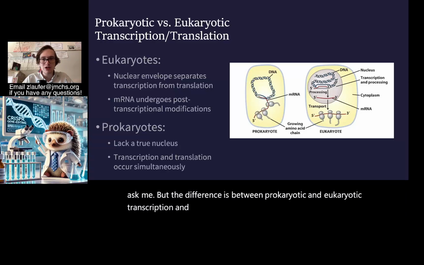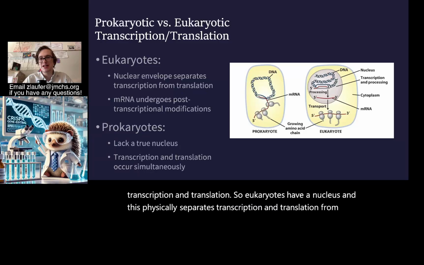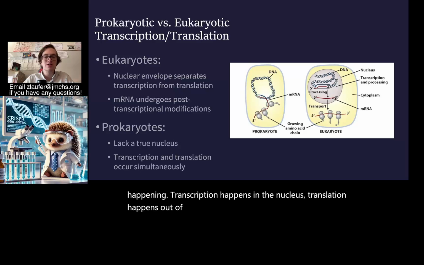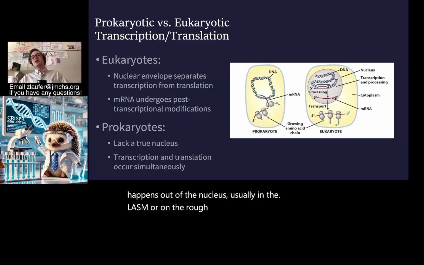So eukaryotes have a nucleus, and this physically separates transcription and translation from happening. Transcription happens in the nucleus. Translation happens out of the nucleus, usually in the cytoplasm or on the rough endoplasmic reticulum. So they're physically separated processes.